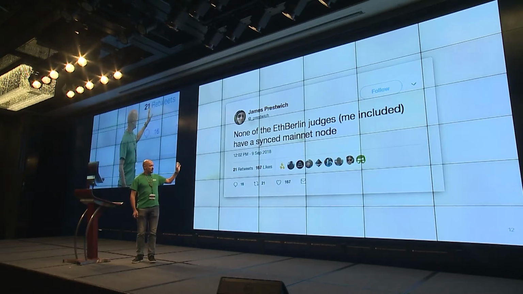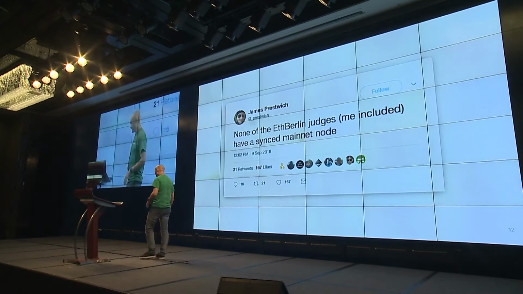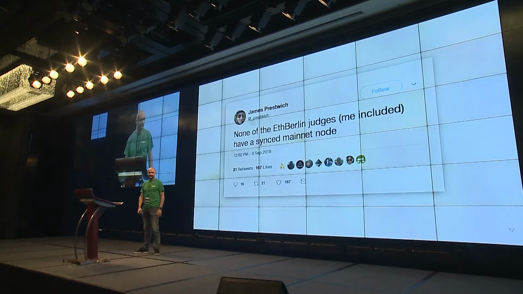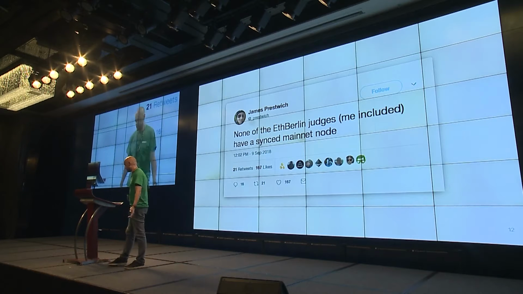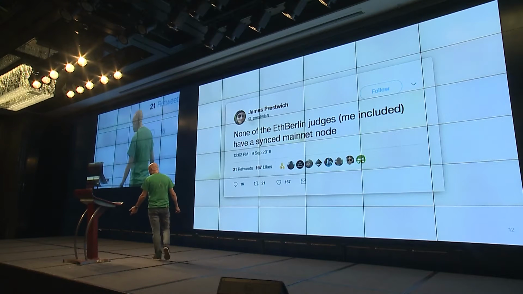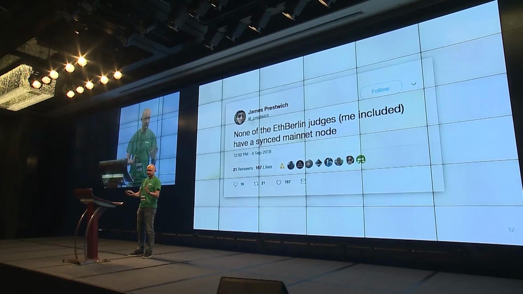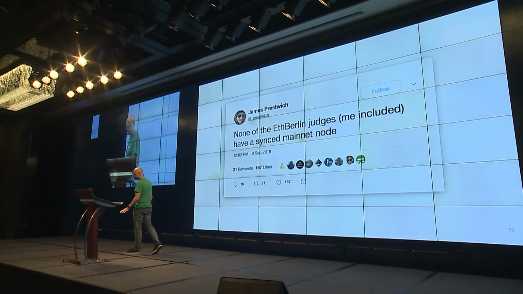And there is one example, just a couple of days ago, right? There was an event, ETH Berlin, and even the judges didn't have mainnet synced. Yeah, I think it was kind of a joke. I don't know, maybe that's true. It was a problem. But that's an example of what's going on with the mainnet. It's the same for both Ethereums, ETH and ETC. It doesn't matter. The technology at this moment is the same.